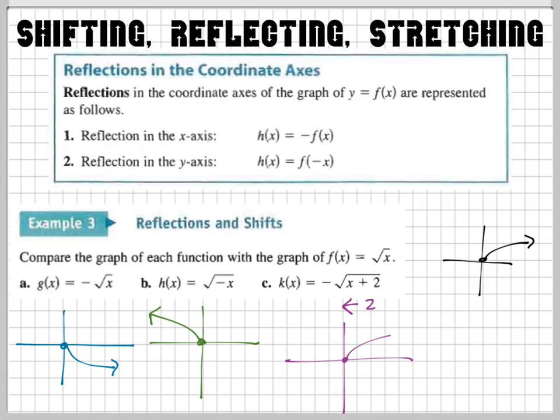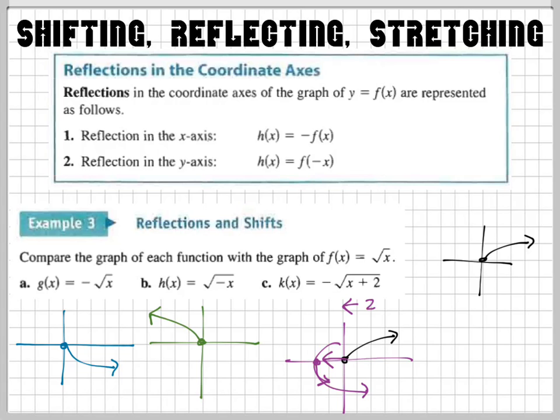If this is my parent, or my general function, here, I'm going to put it in black. The 2 is going to shift it this way, right? But then I have to do the reflection. The reflection is changing the y's. So if the y's were here, now they're here, right? Because you go from top to bottom or bottom to top. And so your function is going to look like this. So it moved it over, and then it reflected it down. Reflected it in the x-axis.